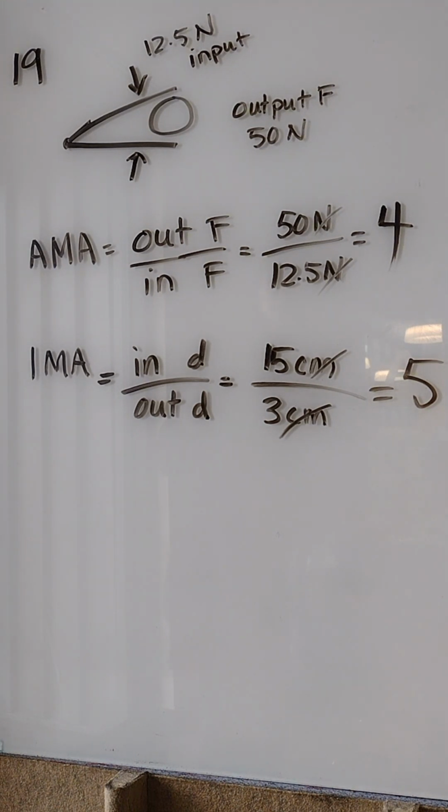Now look at this. The actual mechanical advantage is 4. And the ideal mechanical advantage is 5. The actual mechanical advantage is always going to be smaller because the actual mechanical advantage factors in friction, and friction takes some of the force, transfers it away, and the ideal mechanical advantage does not include friction, so it's going to be a little bit higher.